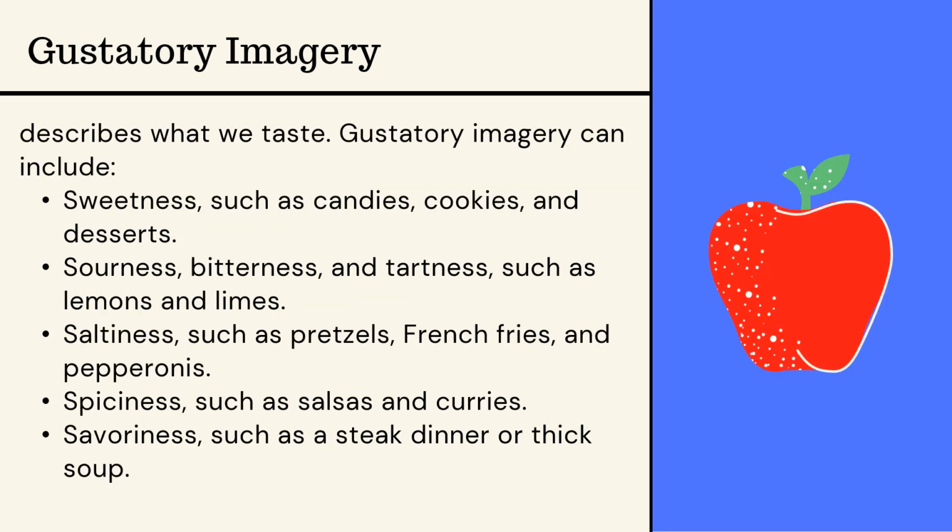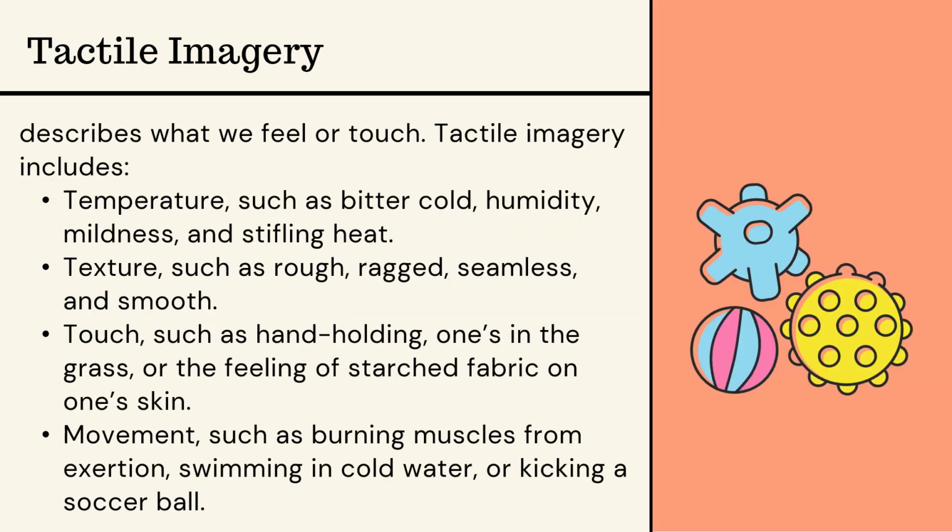Another thing is gustatory imagery that includes sweetness, sourness, saltiness, spiciness, savoriness, something that has to do with taste. Alright. Of course, the tactile one has something to do with temperature, texture, touch, movement. So a tactile also covers the two additional imagery types that we have mentioned: organic and kinesthetics. Alright?